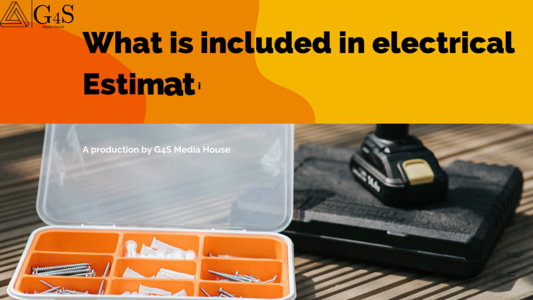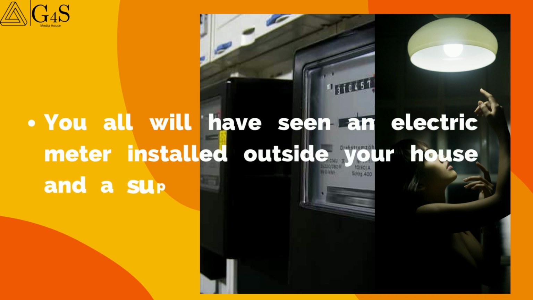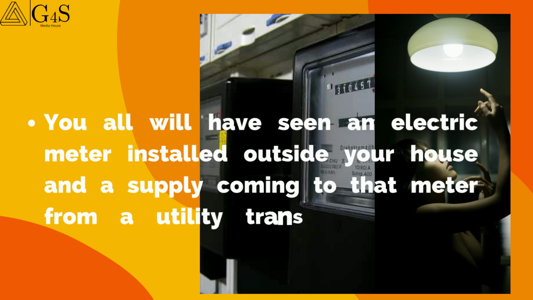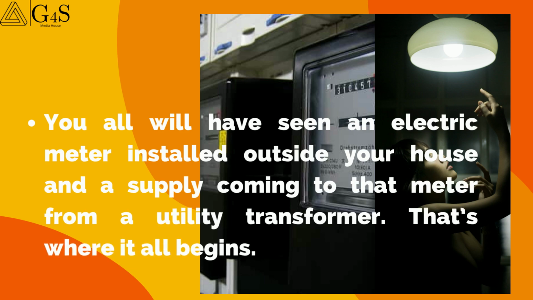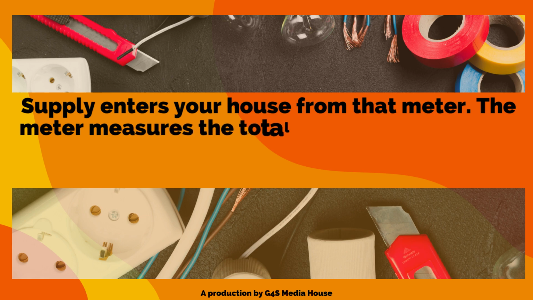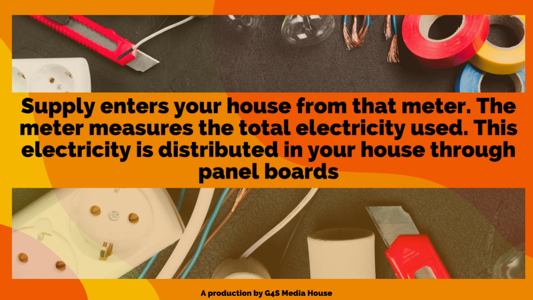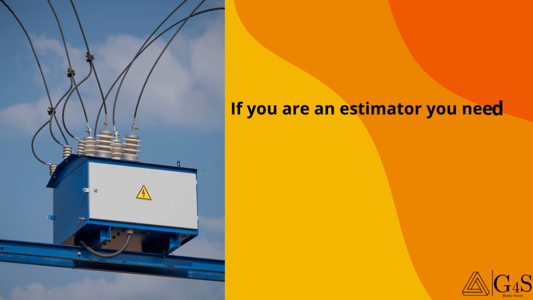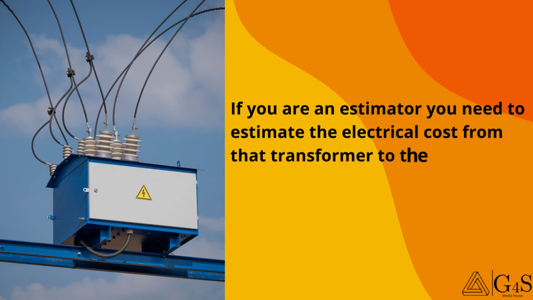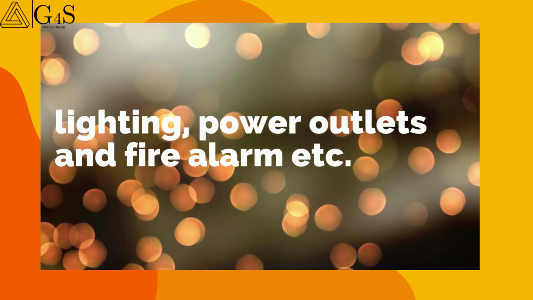Next question is, what is included in electrical estimation? You all will have seen an electrical meter installed outside your house and a supply coming to that meter from a utility transformer. That's where it all begins. Supply enters your house from that meter. The meter measures the total electricity used. This electricity is distributed in your house through panel boards. If you are an estimator, you need to estimate the electrical cost from that transformer to the house, everything which is related to electrical, i.e. lighting, power outlets, and fire alarm, etc.